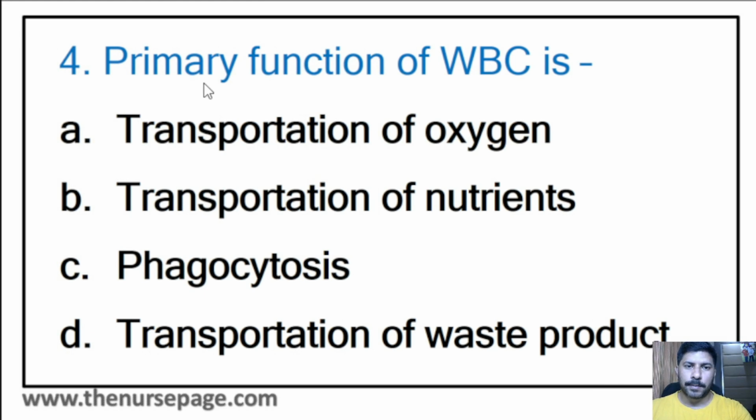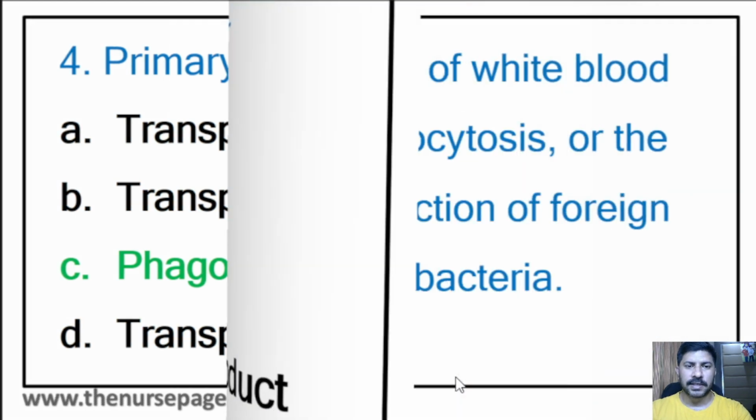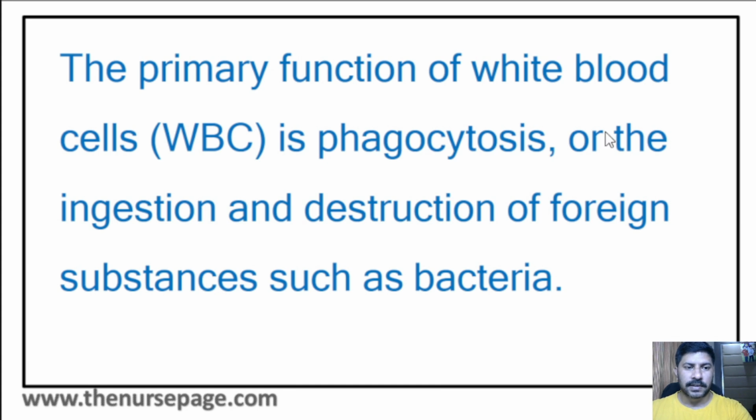Then fourth question, the primary function of WBC is transportation of oxygen, transportation of nutrients, phagocytosis, transportation of waste product. Correct answer is phagocytosis. The primary function of WBC is phagocytosis, and phagocytosis means ingestion and destruction of foreign substances such as bacteria. That means it will ingest the foreign substances inside the WBC, then it will destroy them.